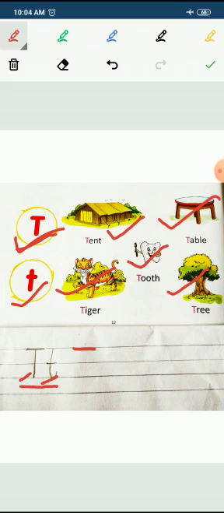So I write here first of all capital T like that. Then after I write small t. I write again. This is capital T and this is small t. Both capital and small t come in the upper three lines.